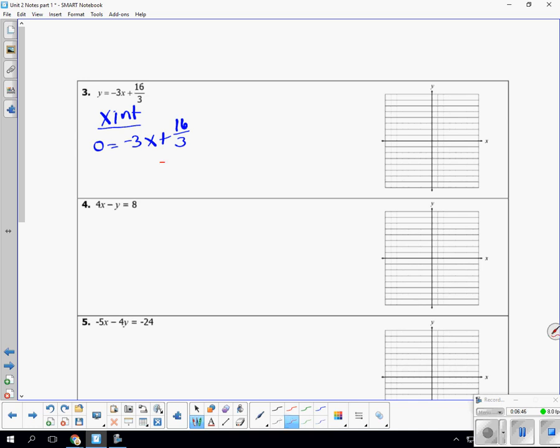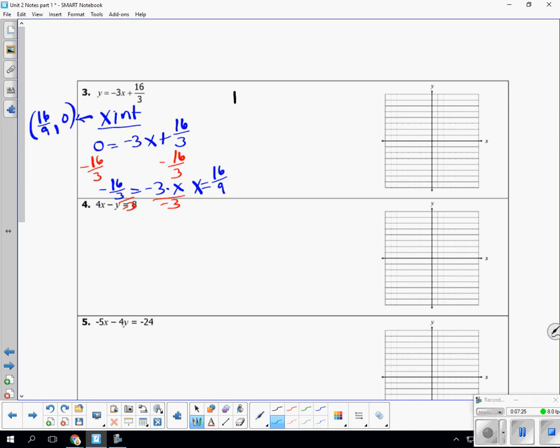Okay, when I solve for x, I'm going to subtract 16 over 3 from both sides. And that gives me negative 16 over 3 equals negative 3 times x. I'm going to divide both sides by negative 3. And when I get my answer here, that gives me x equals 16/9. So my ordered pair for my x-intercept is going to be 16/9, 0. So that's my x-intercept.